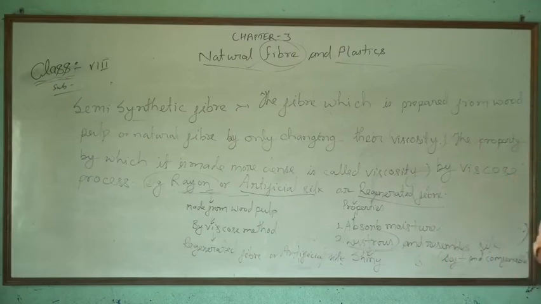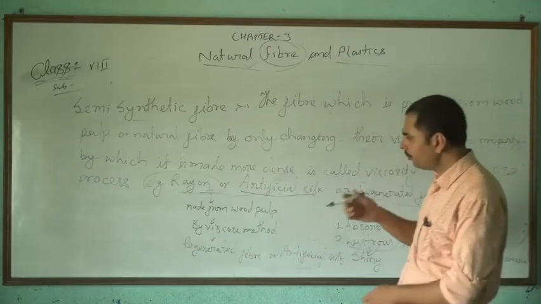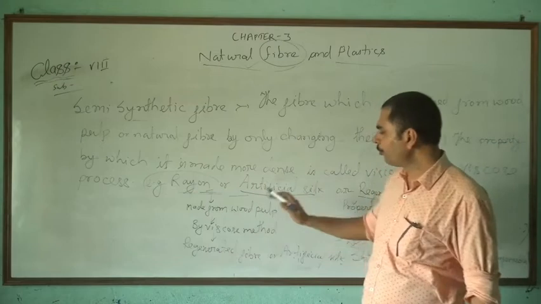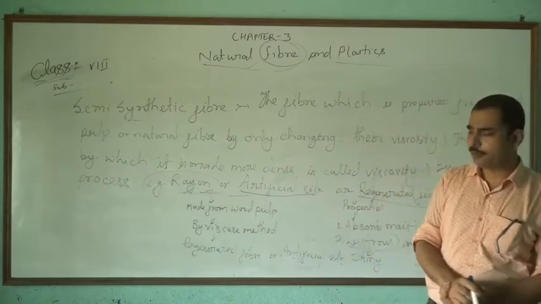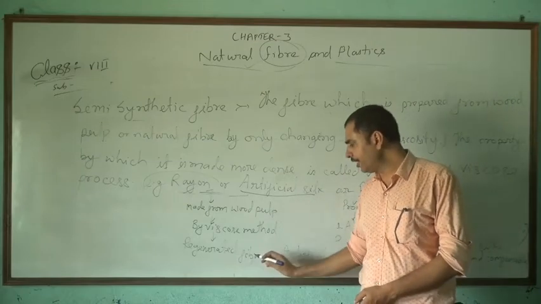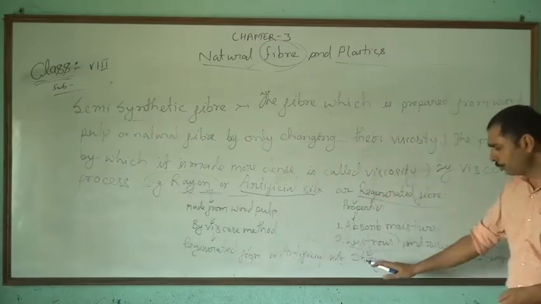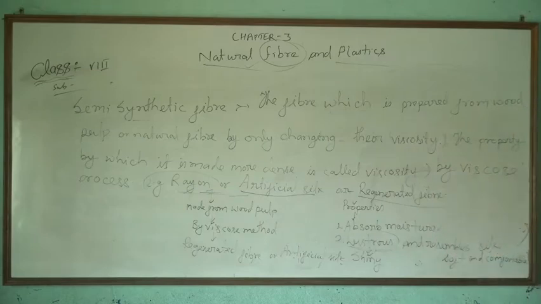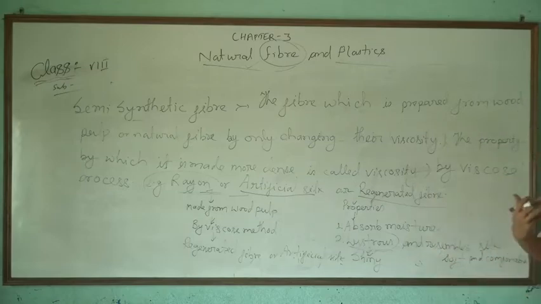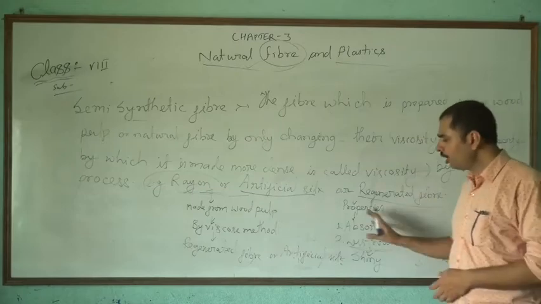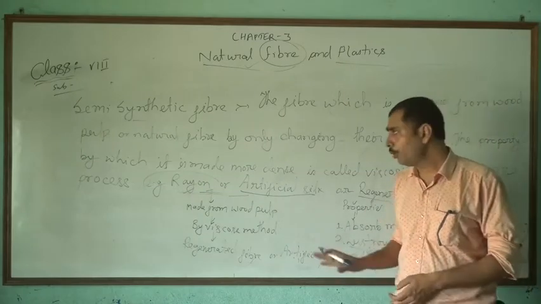Now is it clear? I repeat the same thing. Rayon is made from wood pulp by the viscous method applied by human beings. That's why it is called regenerated fiber. And due to its properties resembling natural silk, it absorbs moisture, it is soft and comfortable, and it is shiny. Due to the shiny nature, the comfort, and the softness, it is called artificial silk. Now is it clear?